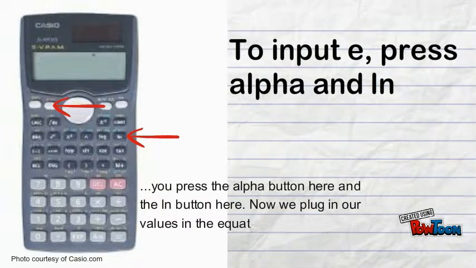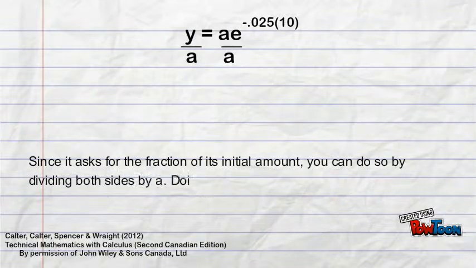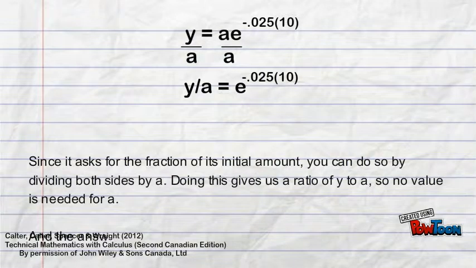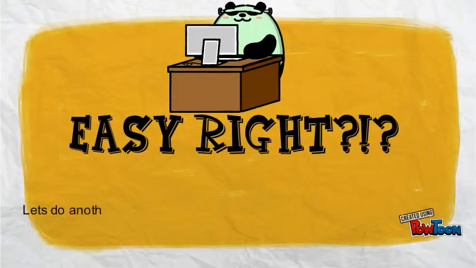Now we plug in our values in the equation. Since it asks for the fraction of its initial amount, you can do so by dividing both sides by a. Doing this gives us a ratio of y to a, so no value is needed for a. And the answer is 0.779 of its initial amount. You get it now? Let's do another example.